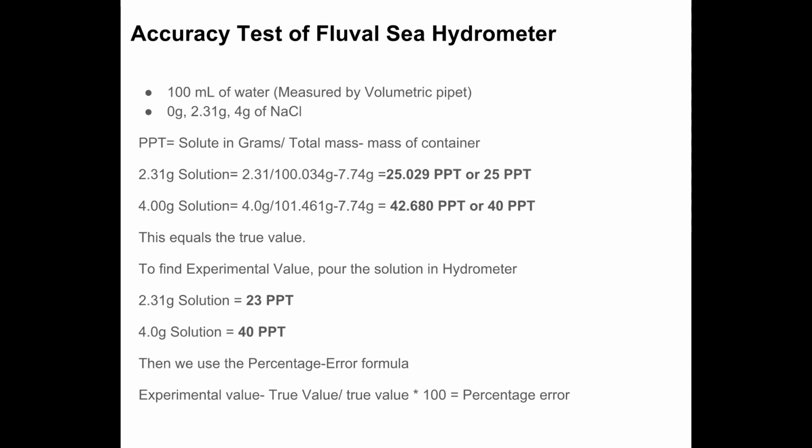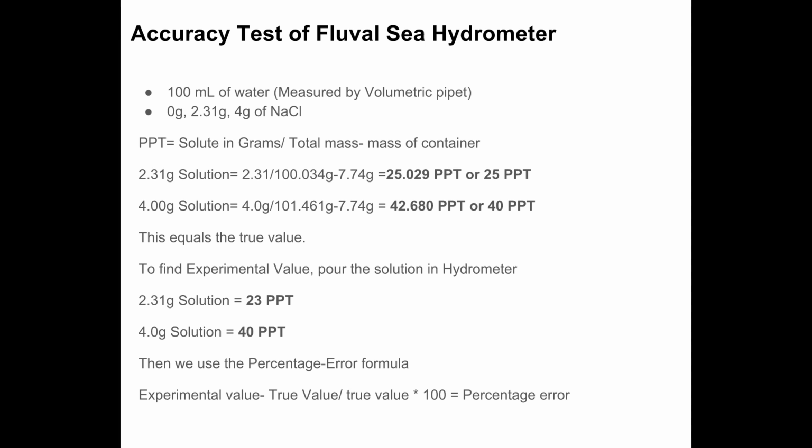Now we wanted to perform an accuracy test of the Fluval Sea hydrometer to make sure that the results that we're getting were as accurate as possible. So we used 100 milliliters of water, and we measured that by using a volumetric pipette. However, our Fluval Sea hydrometer actually only fits 75 milliliters. We still used 100 milliliters. We did three tests. We did one at 0 grams of sodium chloride, one at 2.31 grams of sodium chloride, and one at 4 grams of sodium chloride.